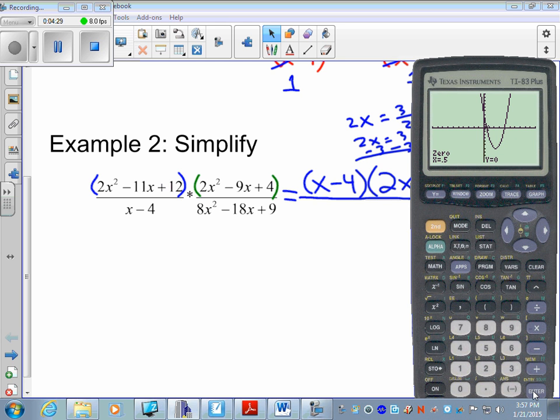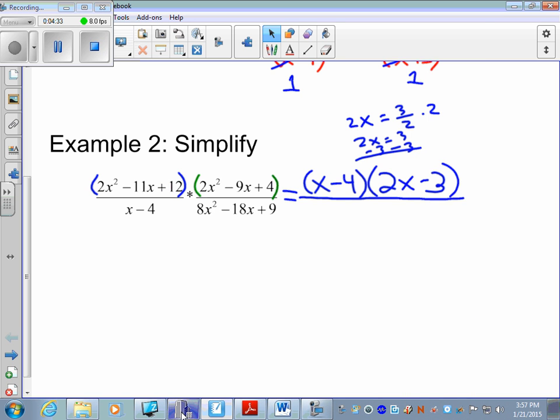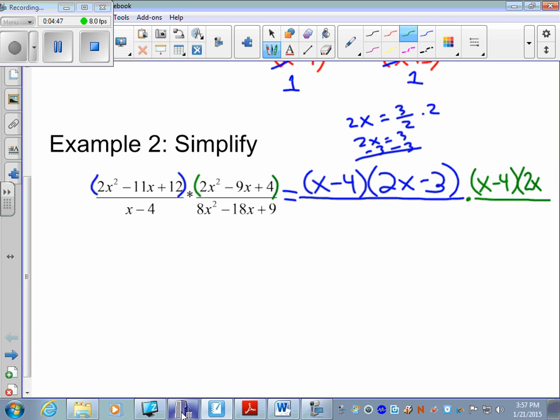So the other factor: it was at 4, so x minus 4. And it was at 1/2, which factor-wise is 2x minus 1. Again, for the next denominator, it just happens to be x minus 4, which cannot be factored. Perfect.